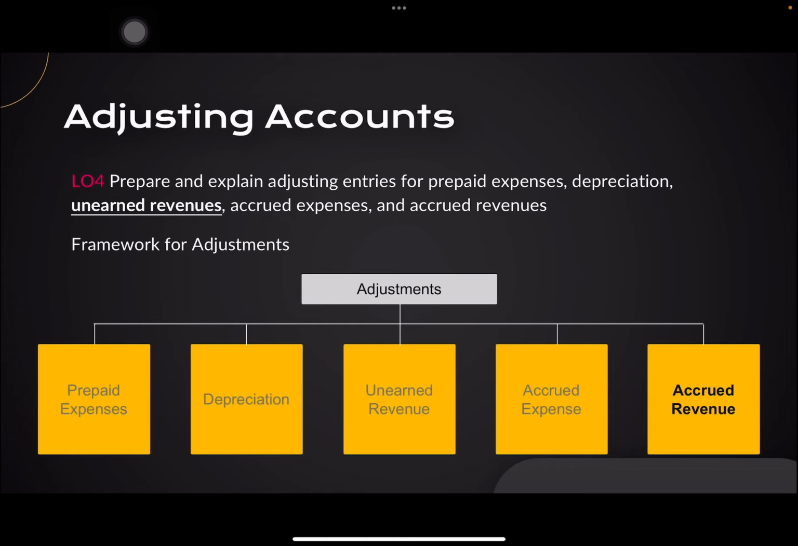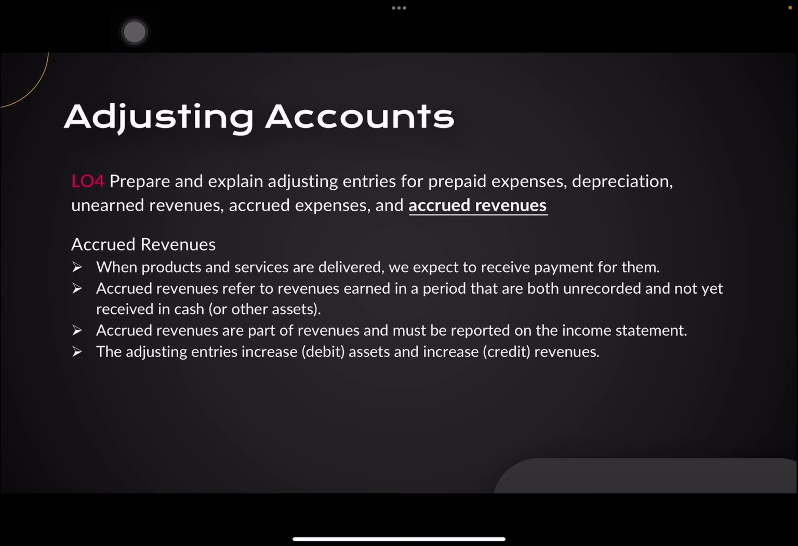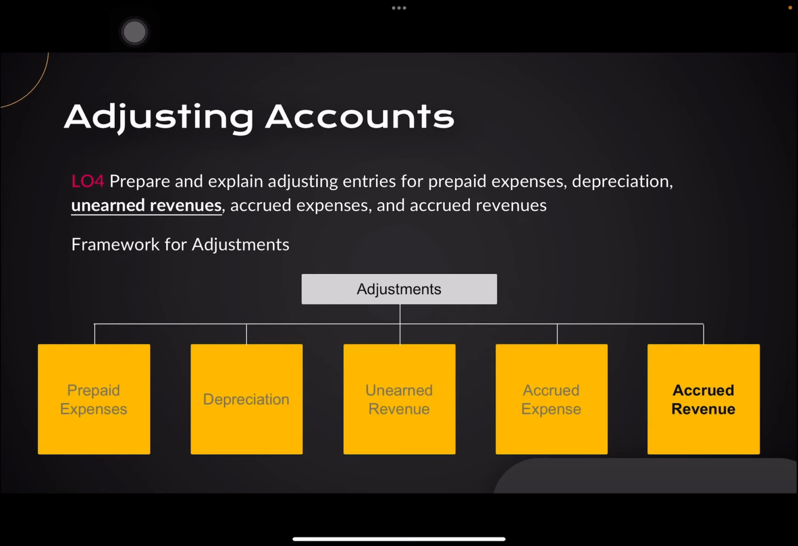As mentioned, we have several types of adjusting entries that arise from the following transactions: prepaid expenses, depreciation, unearned revenue, accrued expense, and finally, accrued revenue. So to give you a brief background, as you noticed, you have here accrued expense and accrued revenue. In a separate video, I talked about the accrued expense and the nature of this one.